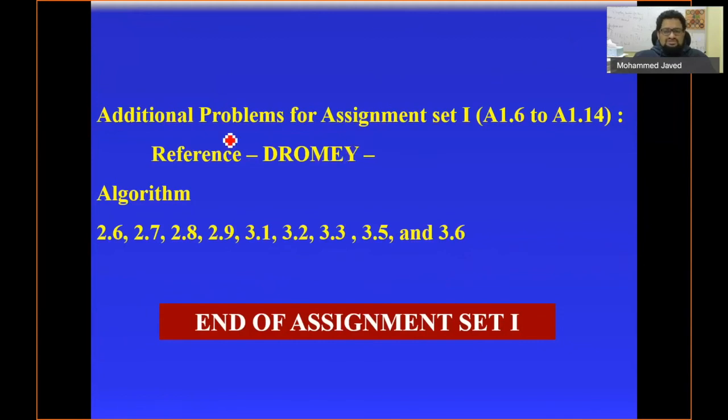You can go through the book of R.G. Drome, where you can see some interesting algorithms. Look at these algorithms and try to think over them and solve them. In the next lecture, we will come up with some more advanced algorithms, and we will also discuss some strategies in the upcoming lecture. Thank you.